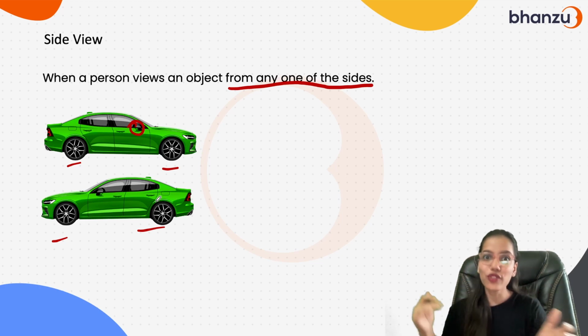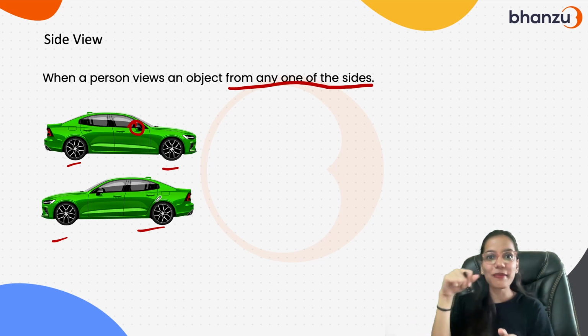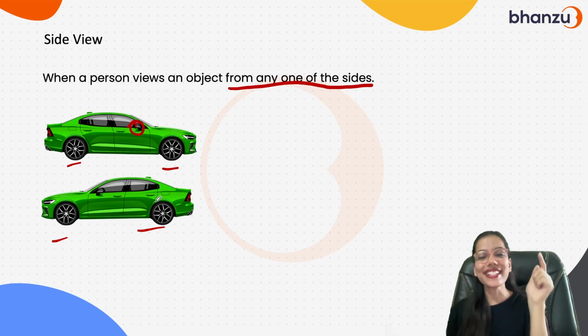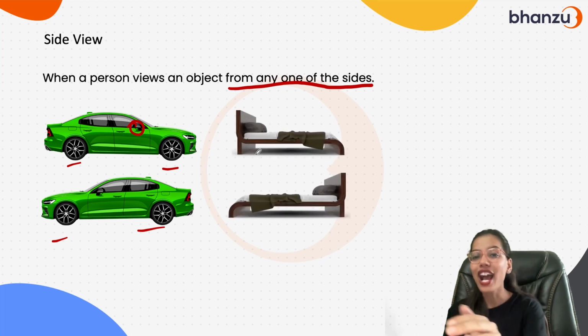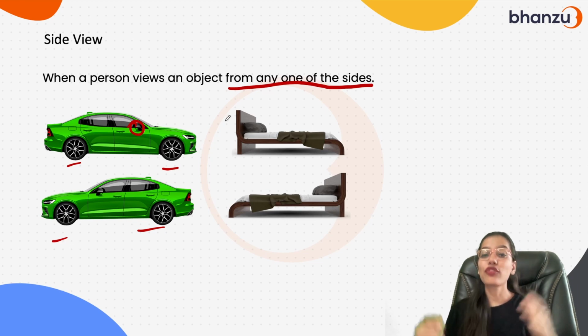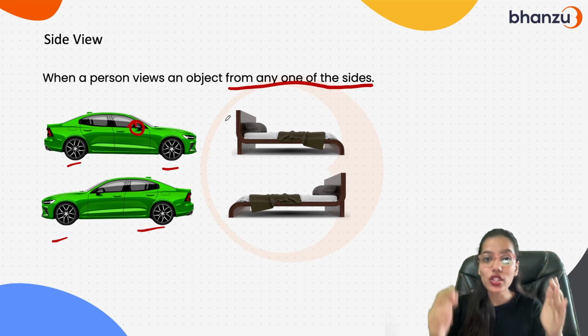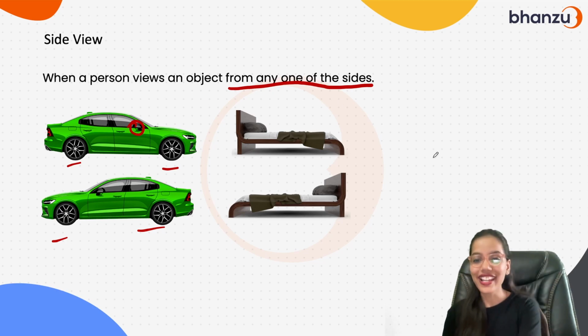Because that is where you enter the car from. You don't enter a car from its front. You enter the car from its side. Correct? So this is the side view of the car. And similarly, if you are standing beside your bed, this or this is how it looks like. Because from the side, you will not be able to see the entire bed. Correct? So this is how it looks like.